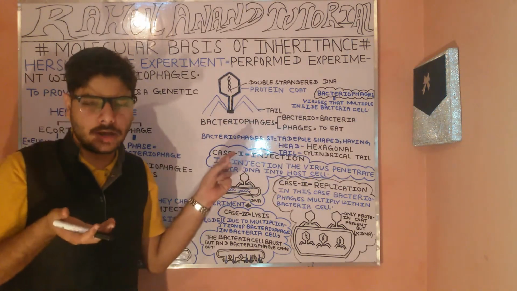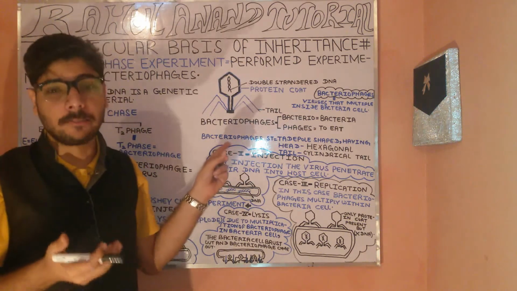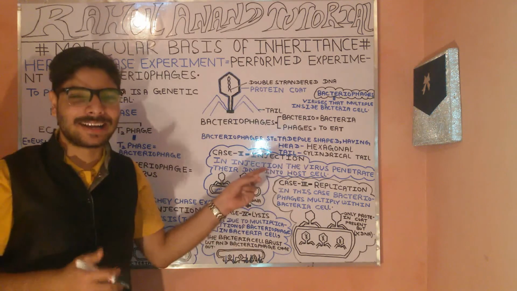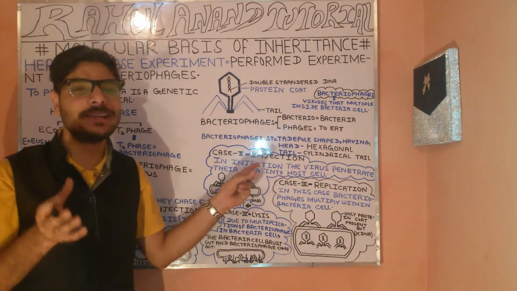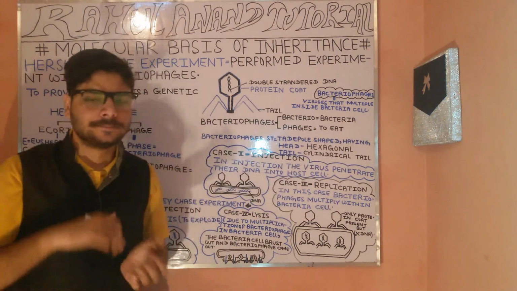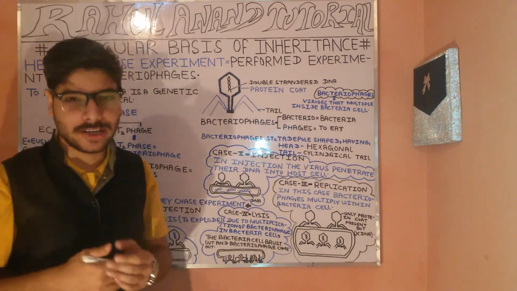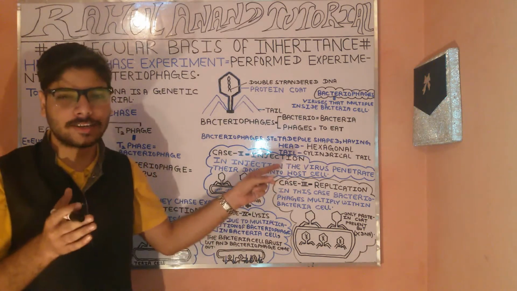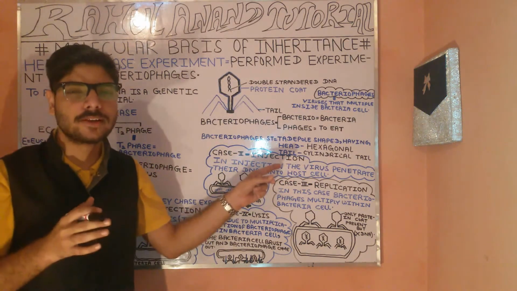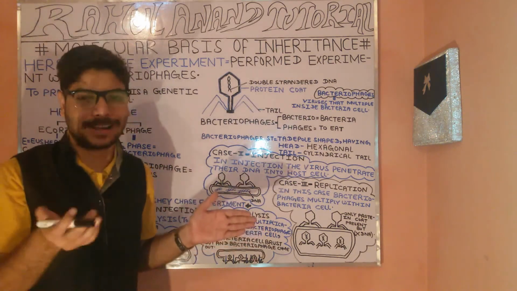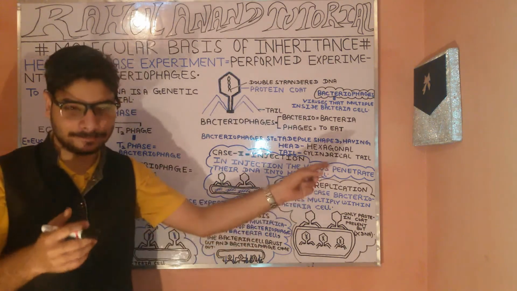Now let's understand logically the resemblance in terms of structure. It has a tadpole-shaped body structure. The head is hexagonal in structure, and the tail is cylindrical in structure.